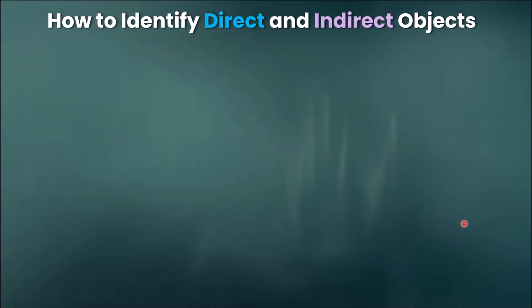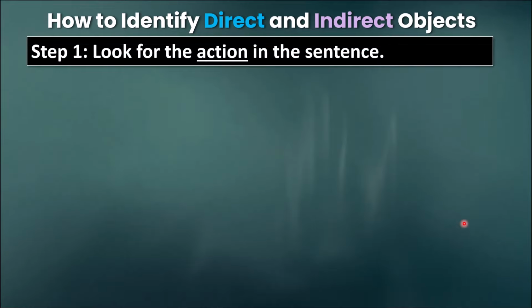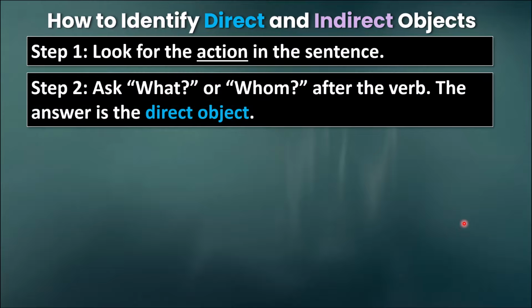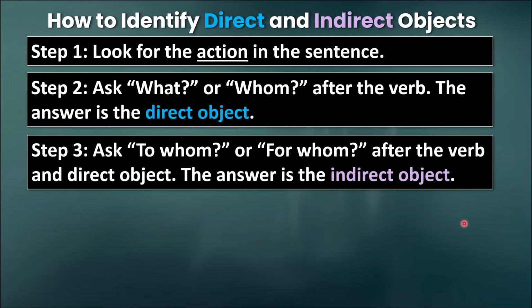So how can you identify direct and indirect objects? Well, step 1 is to look for the action in the sentence, or the verb. And step 2 is to ask what or whom after the verb. The answer is the direct object. Step 3 is to ask to whom or for whom after the verb and direct object. And the answer is the indirect object.